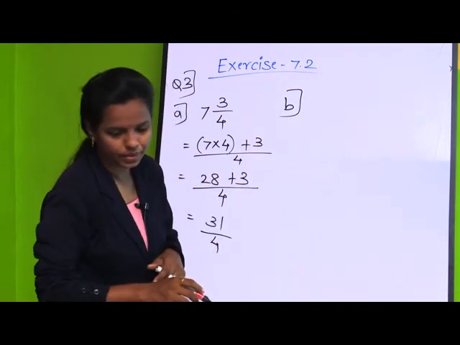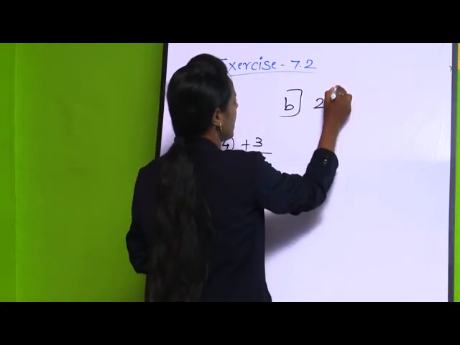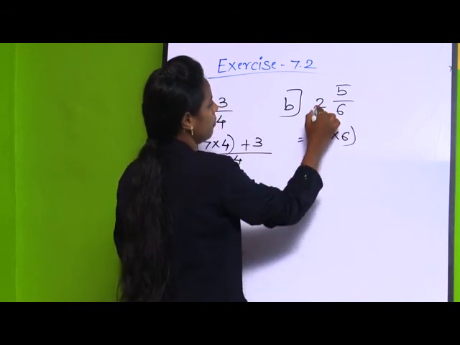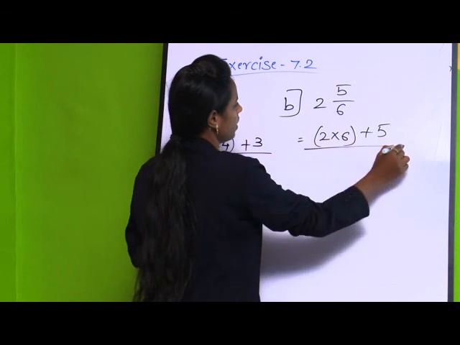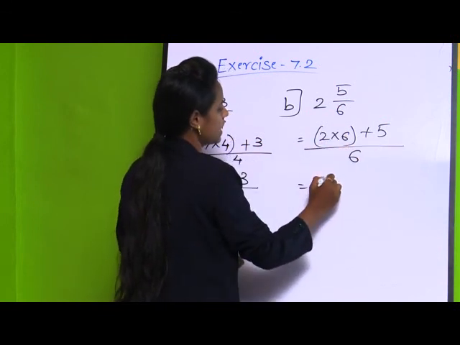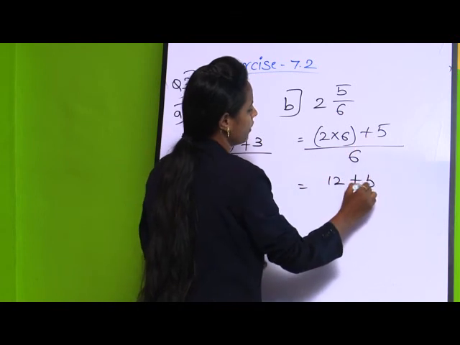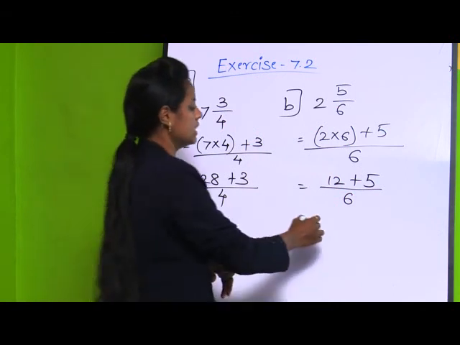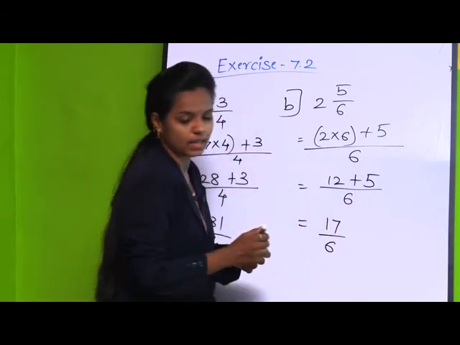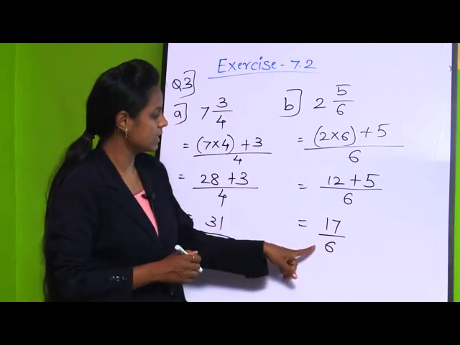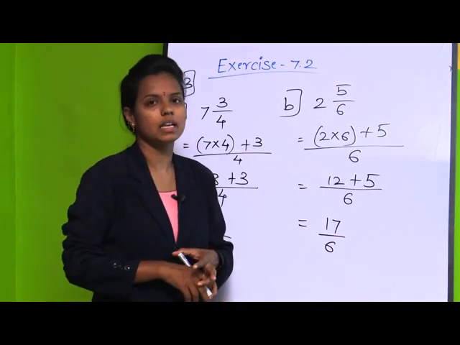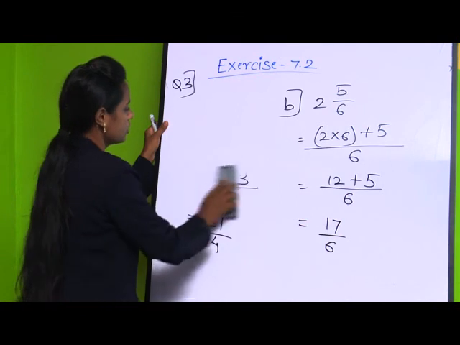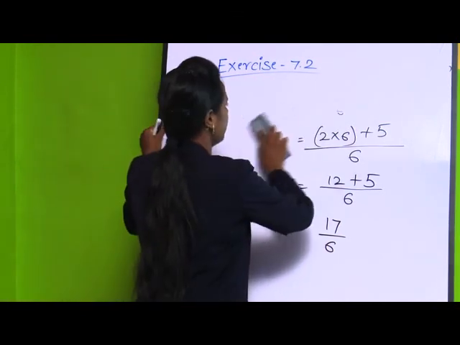Next one is 2 5 by 6. Okay, see 2 into 6 then plus 5 by 6. 2 6s are 12 plus 5 by 6. 12 plus 5, 17 by 6. 17 by 6. So, this is the improper fraction. We will solve one or two more examples, so you can get a better idea to solve different types of examples.